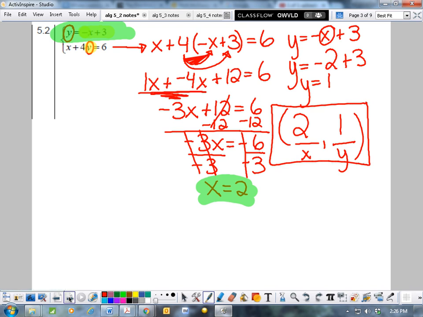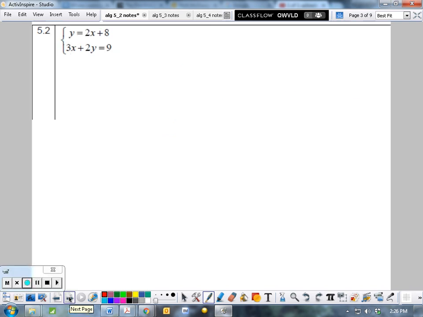Okay, so let's go try another, because the more you see it and the more you actually go through the process, the easier this gets. Okay, so y equals or x equals? Well, we have a y equals. So circle my y's. And now I have to figure out what is y equal to. So I'm going to look, y is 2x plus 8. So in this y spot, I'm going to put that 2x plus 8. So now I'm going to go ahead. This is 3x plus 2.